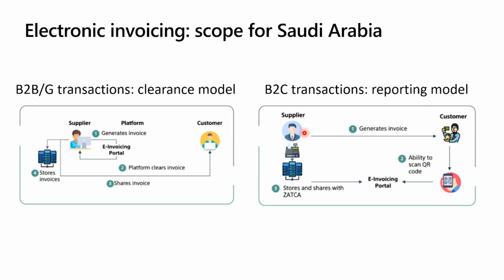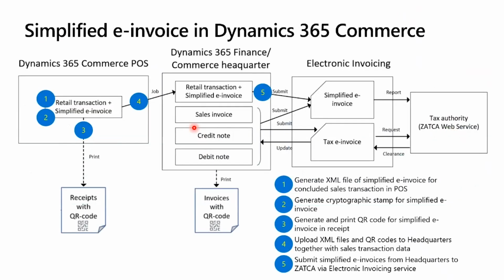So the major difference in the B2C case is that the electronic invoice needs to be generated immediately upon completing a sale, right? And a QR code needs to be printed immediately that contains some data from this electronic invoice, right? But on the other hand, there is no requirement for clearance. So the supplier doesn't need to get a clearance from authorities in order to issue the electronic invoice. So let's see how this is supported in Dynamics 365.